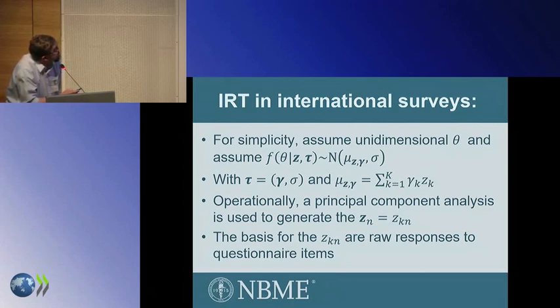And then we have essentially a distribution for the ability distribution of this individual theta that depends on a conditional mean and a common error variance. And very often, this is just done by means of a simple linear regression on the background variables. They are pre-processed for a variety of reasons. We can go into detail maybe later on after the discussion. The basis, however, are raw responses based on questionnaire items and maybe additional information about the school at other levels of data collection.